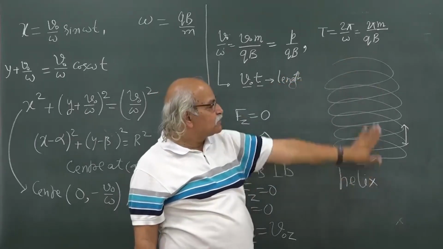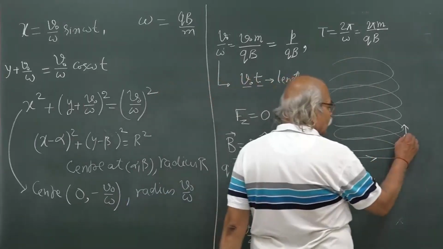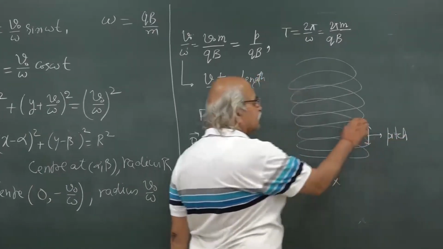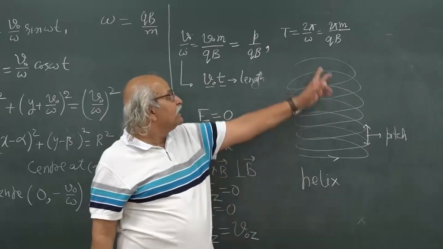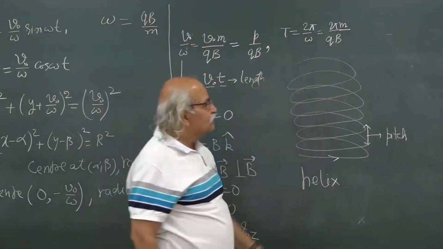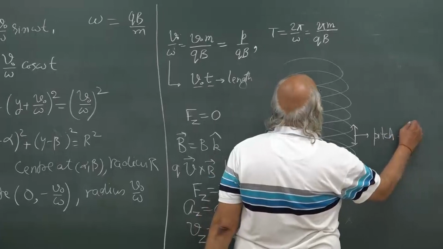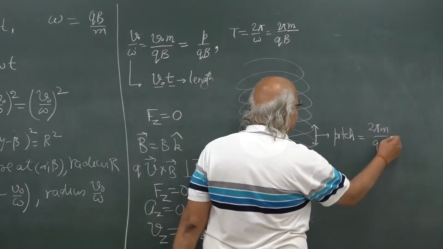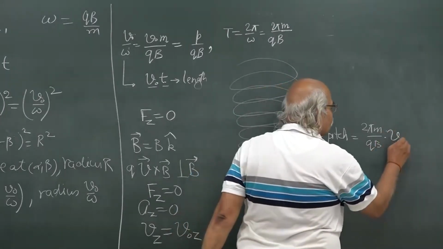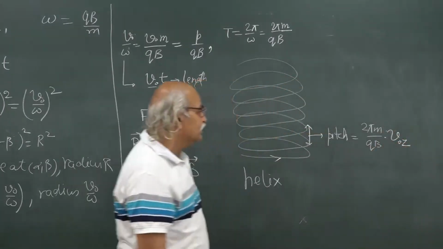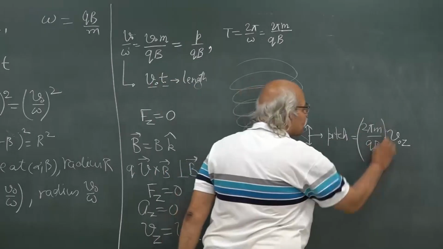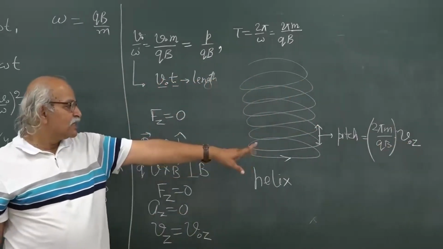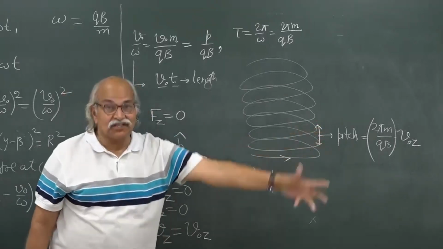And how much is the displacement in the z direction? How much will this pitch be? It is the distance covered in the z direction in this much time. So this will be equal to 2 pi m by qB, times v naught z. So this is the time, and this is that velocity, and you multiply, you get length, and that is this pitch.